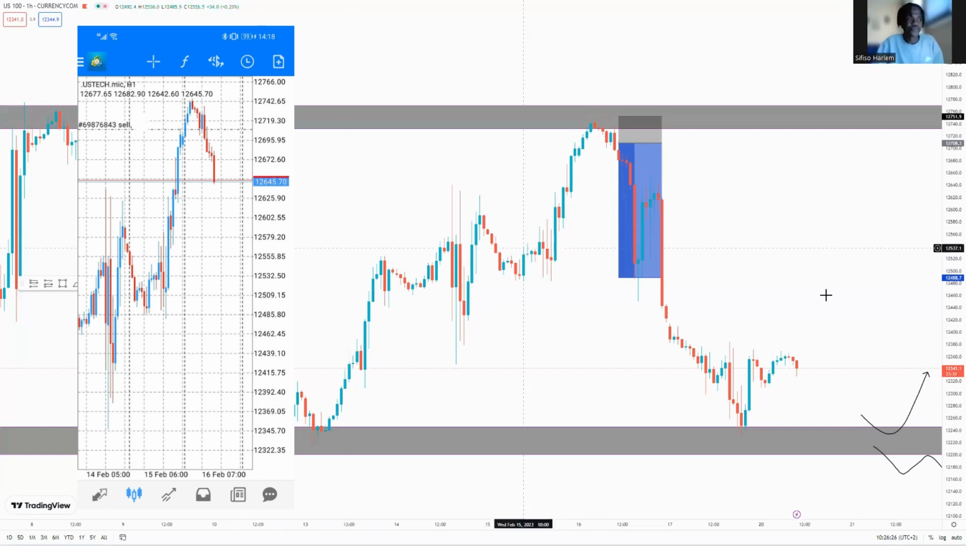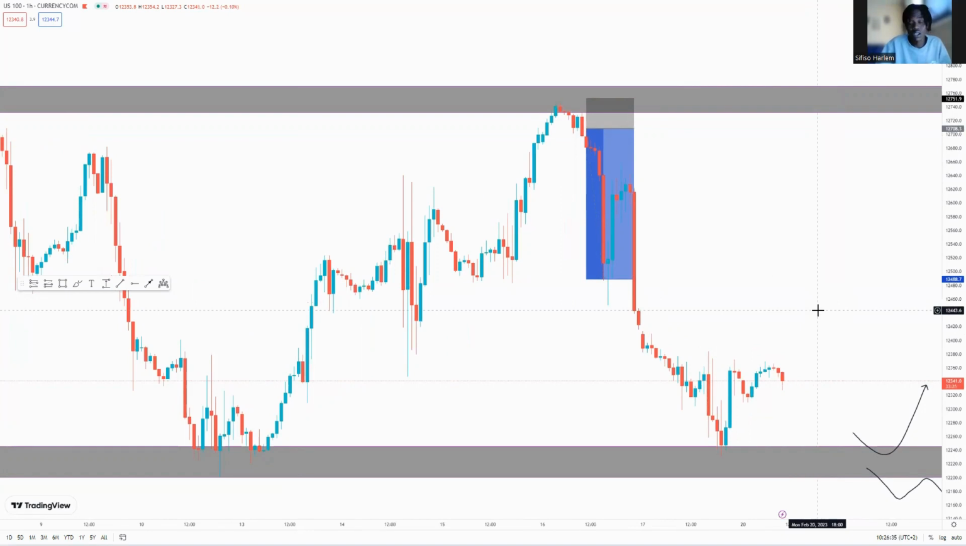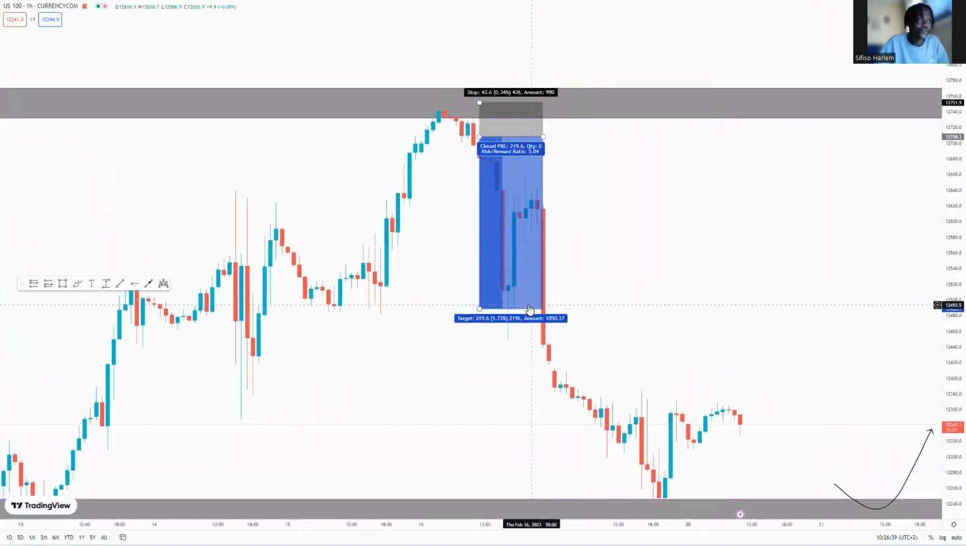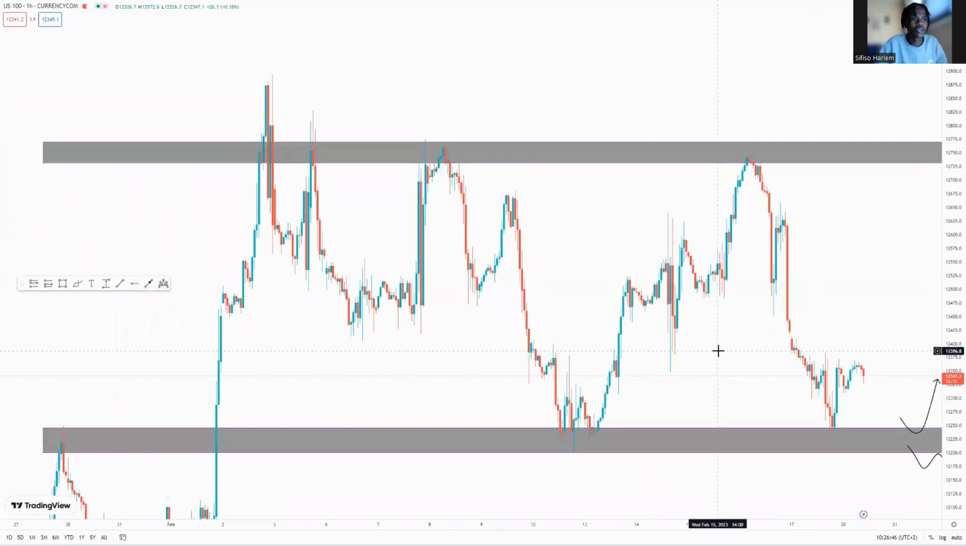So today, we're going to be looking at the NAS. I always take trades on the NAS, people. Like most of my trades, they are on the NAS all day. So now, let's remove this. Let's remove that. So now, let's look at everything. Let's look at this, people.